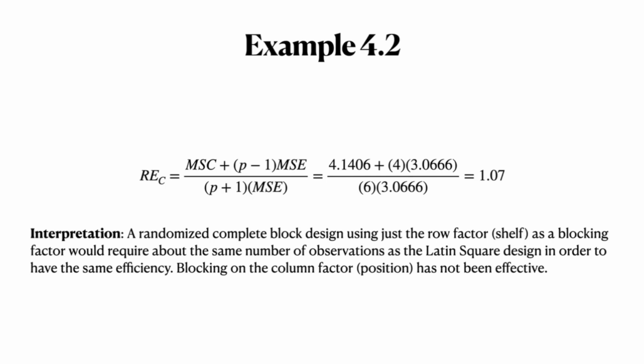What we can conclude here, and this corroborates what we found with the hypothesis test, is that blocking on the column factor has not been effective. In future studies, again, we just get confirmation of the previous conclusion that in future experiments, it appears that it would not be necessary to block on position on the shelf from front to back, and therefore a simpler experiment could be used, in particular a randomized complete block design where the shelf, or the row blocking factor, is used as the blocking factor.